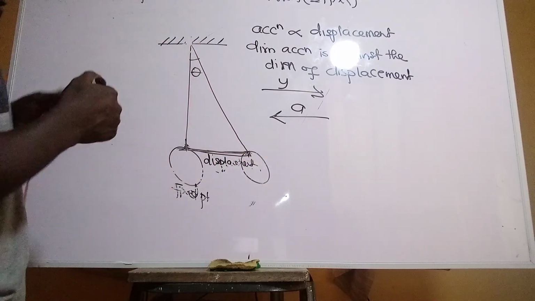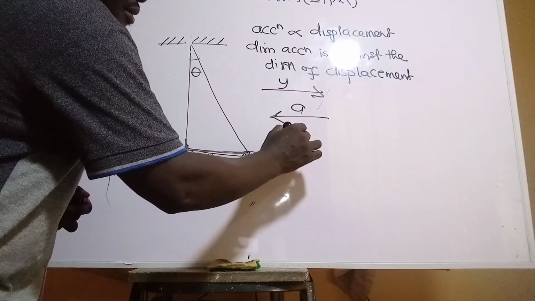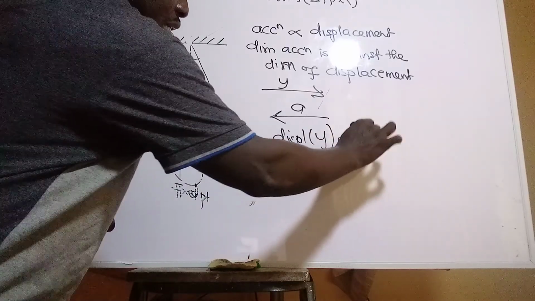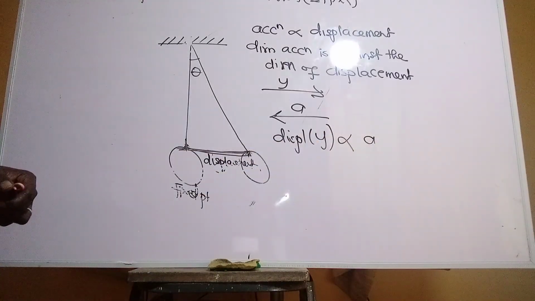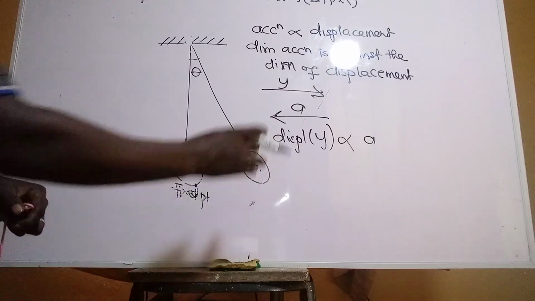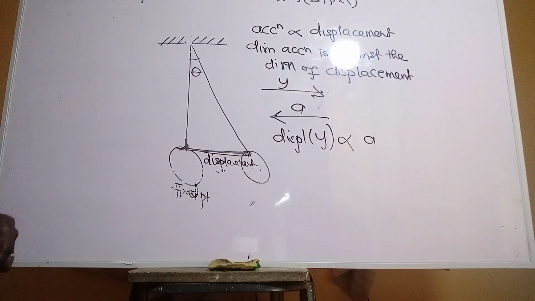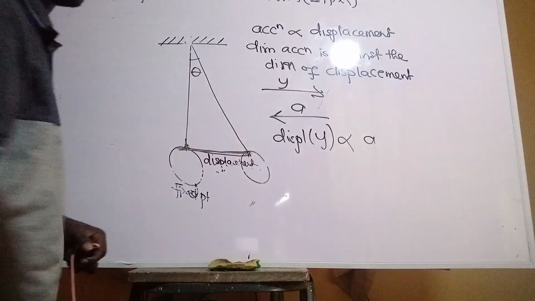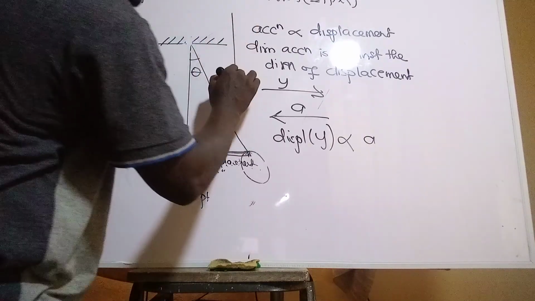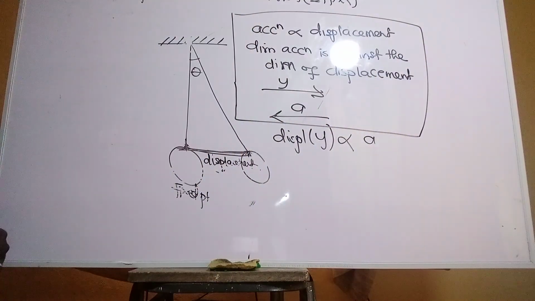So we realize that the displacement y is directly proportional to the acceleration a. And in mathematics, when quantities are directly proportional, an increase in one will result in a corresponding increase in the other. A decrease in one will also result in a corresponding decrease in the other. So these two are the key features of SHM.